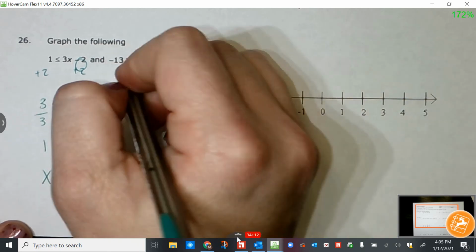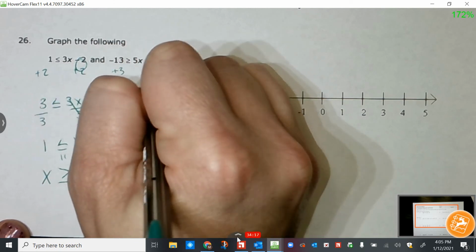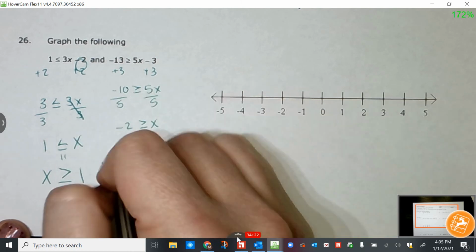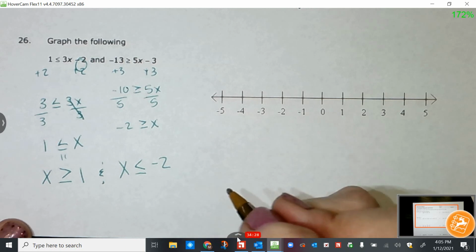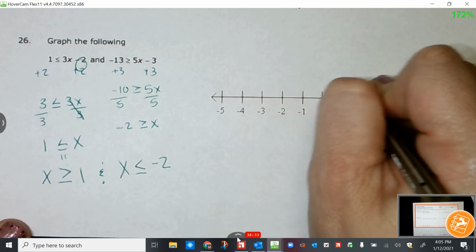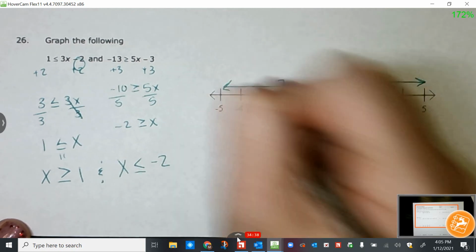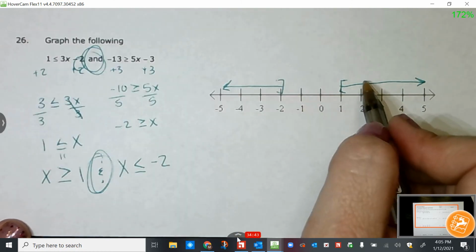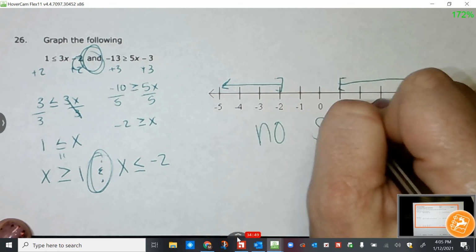And so we're going to add 3, and that gives me negative 10 is greater than or equal to 5x, divide by 5, divide by 5. Negative 2 is greater than or equal to x. Remember, if I'm going to flip it, x still has to point at the x and eat the negative 2. Okay, so when I graph this, x is greater than or equal to 1 would be that way. x is less than or equal to negative 2 would be that way. Well, and means it has to satisfy both, but it cannot be less than negative 2 and greater than 1 at the same time, so there is no solution.